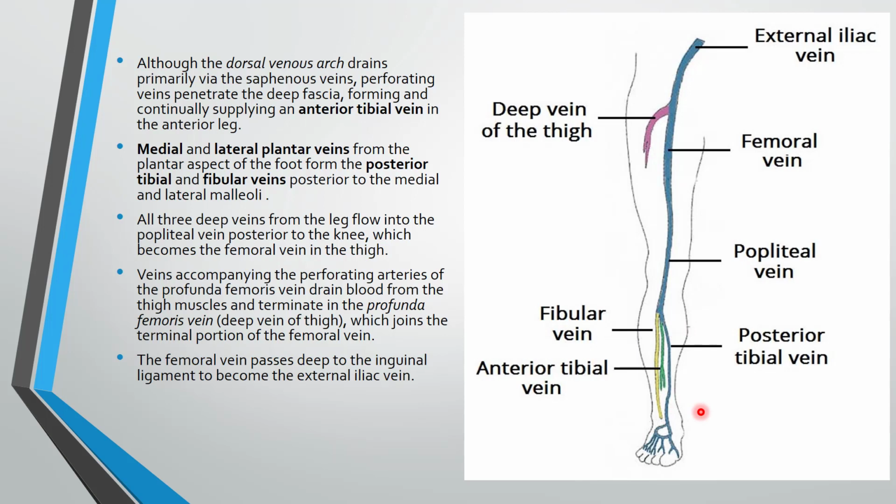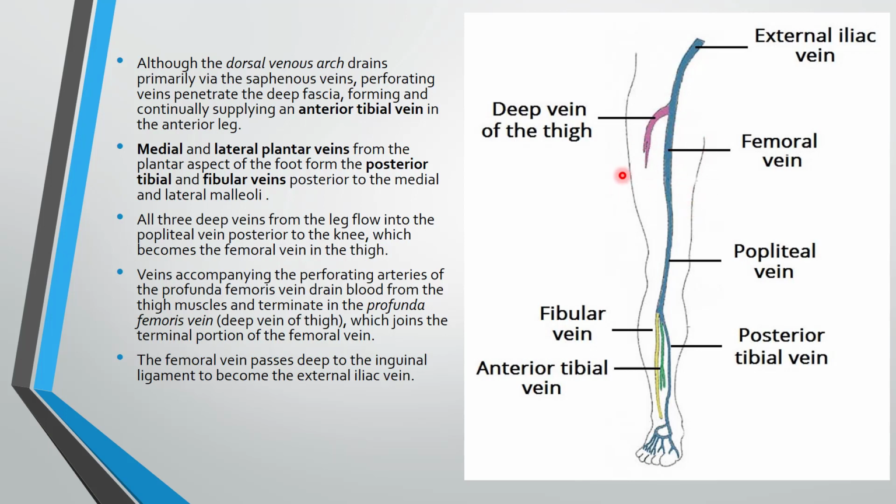All these three veins, what are the three veins? Anterior tibial vein, posterior tibial vein and the fibular vein. They are three veins. They will take all the blood from the leg and flow into the popliteal vein. See here in the diagram, they will flow into the popliteal vein, which is posterior to the knee, which becomes the femoral vein in the thigh.